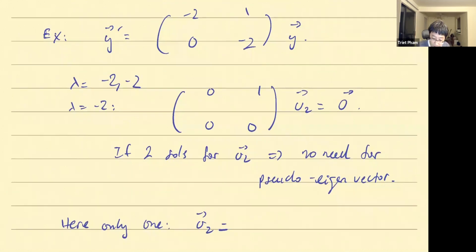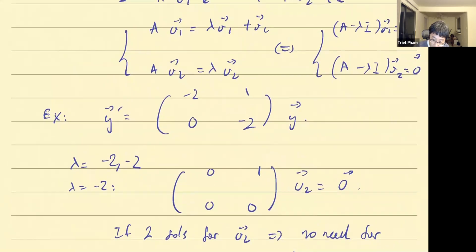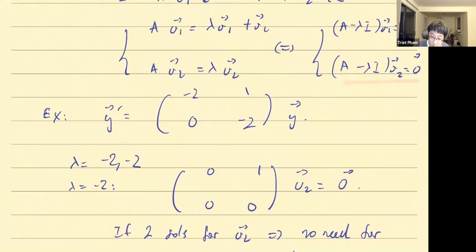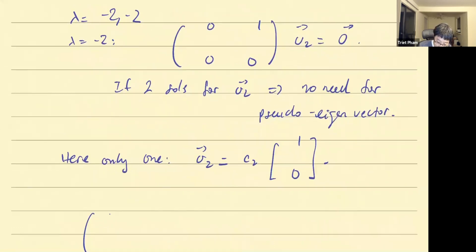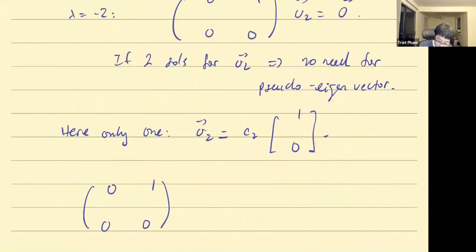Let me be careful here. I'll do this, C2 times 1, 0. So you see the difference is now I include the C2 into my choice of V2. I will not put the constant down there. I put the constant right here. Is that okay? So that's my V2, but only one. Now that's the second part of the system. After I solve for V2, I will plug this in, so A minus lambda I V1 will be 0, 1, 0, 0 times V1 equals V2.